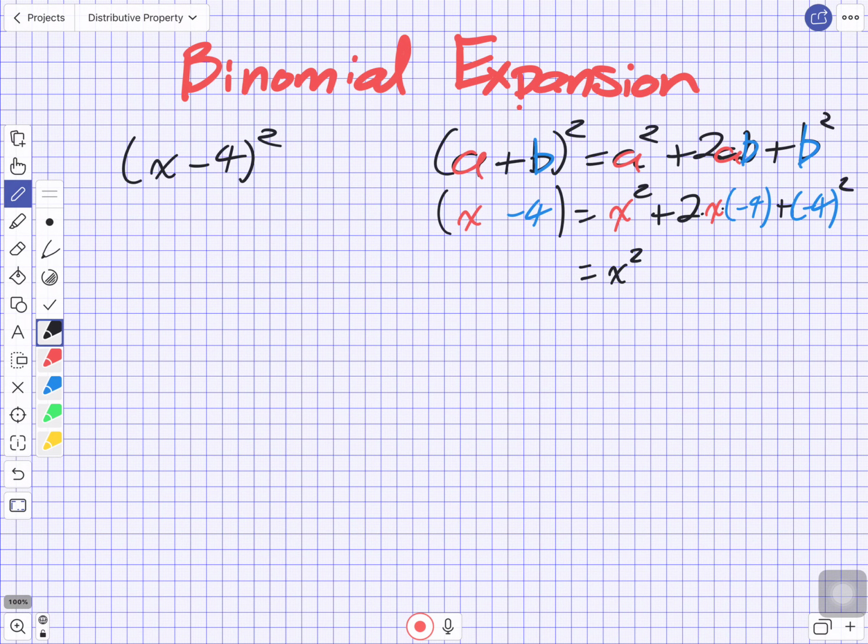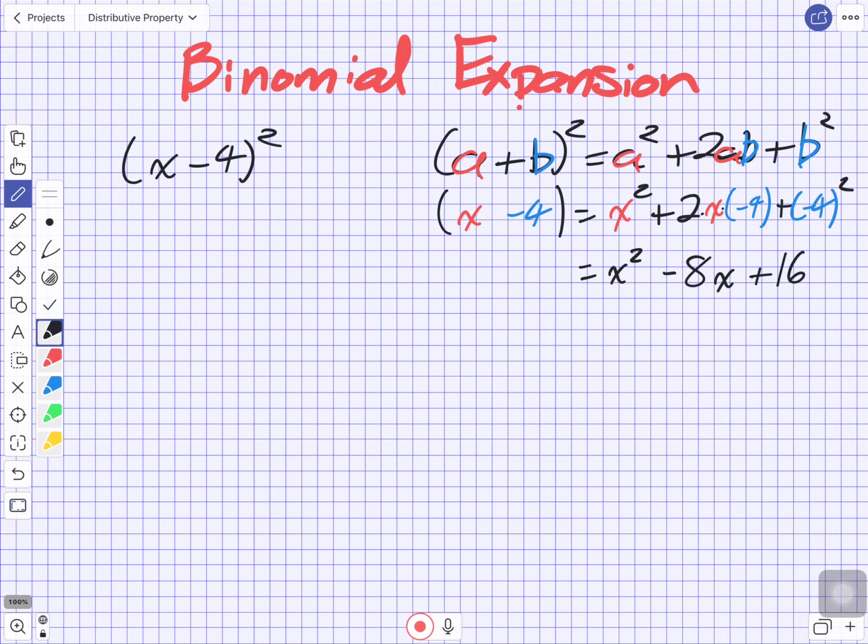So x squared is just x squared. There's a rule in multiplication, associative, I think it's the associative property, that you can multiply any term in any order. So instead of doing 2 times x, we're actually going to go 2 times -4. -4 times 2 is -8. And then -8 times x gives you -8x, okay? So I end up with -8x here. And then finally, -4 squared is -4 times -4, which is positive 16.